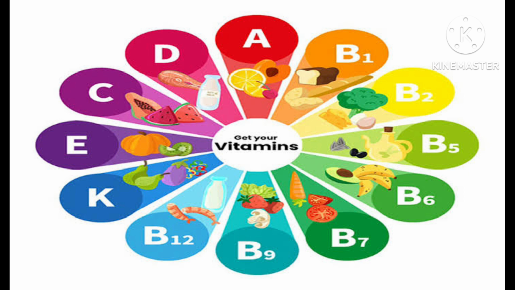If vitamin A is not present in your body, due to the deficiency of vitamin A, there is hardening of the cornea of the eye, which is also called night blindness. Second, now come to the B vitamins. There are B1, B2, B6, B12, four of them. Now come one by one. Vitamin B1 is also called thiamine, don't forget.